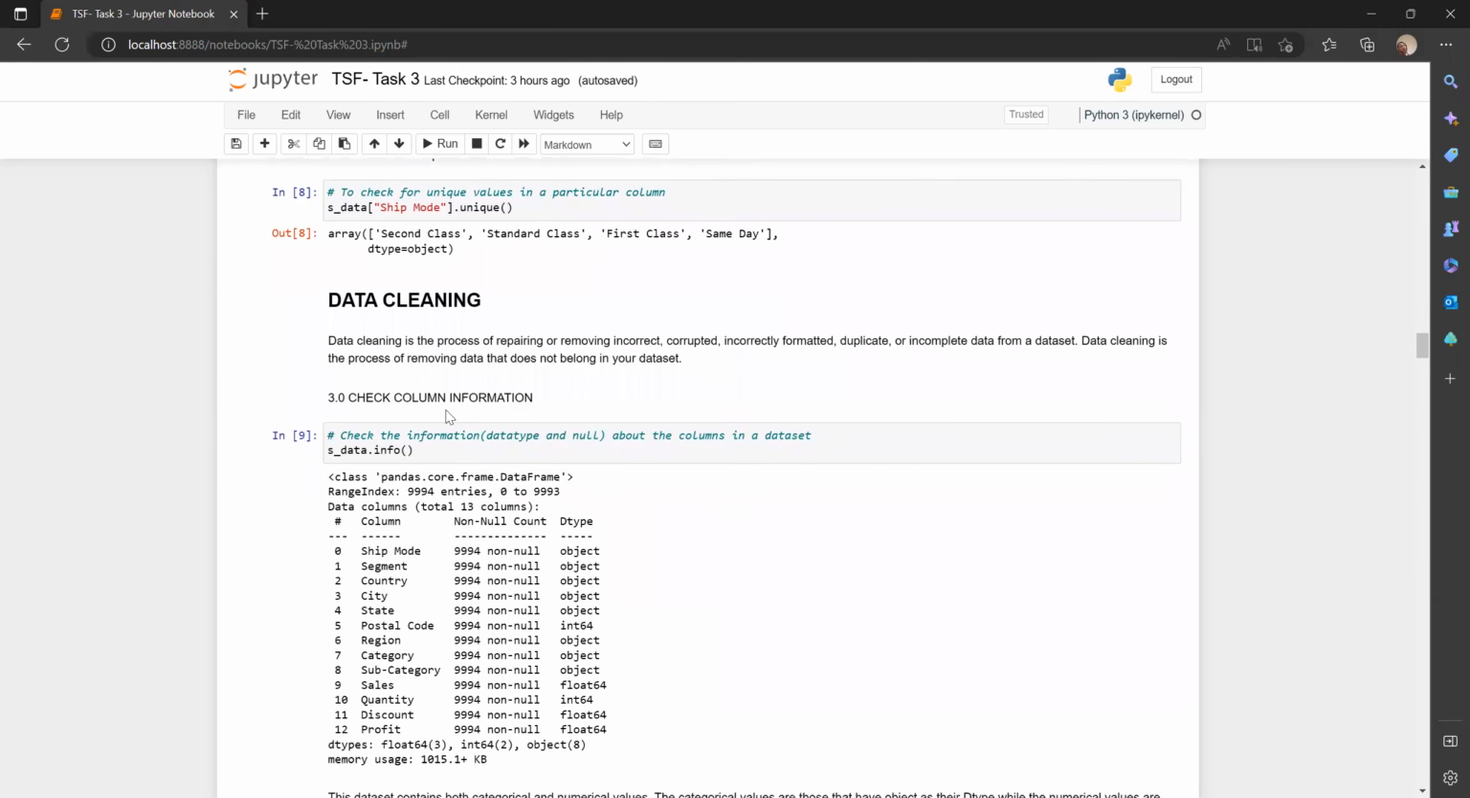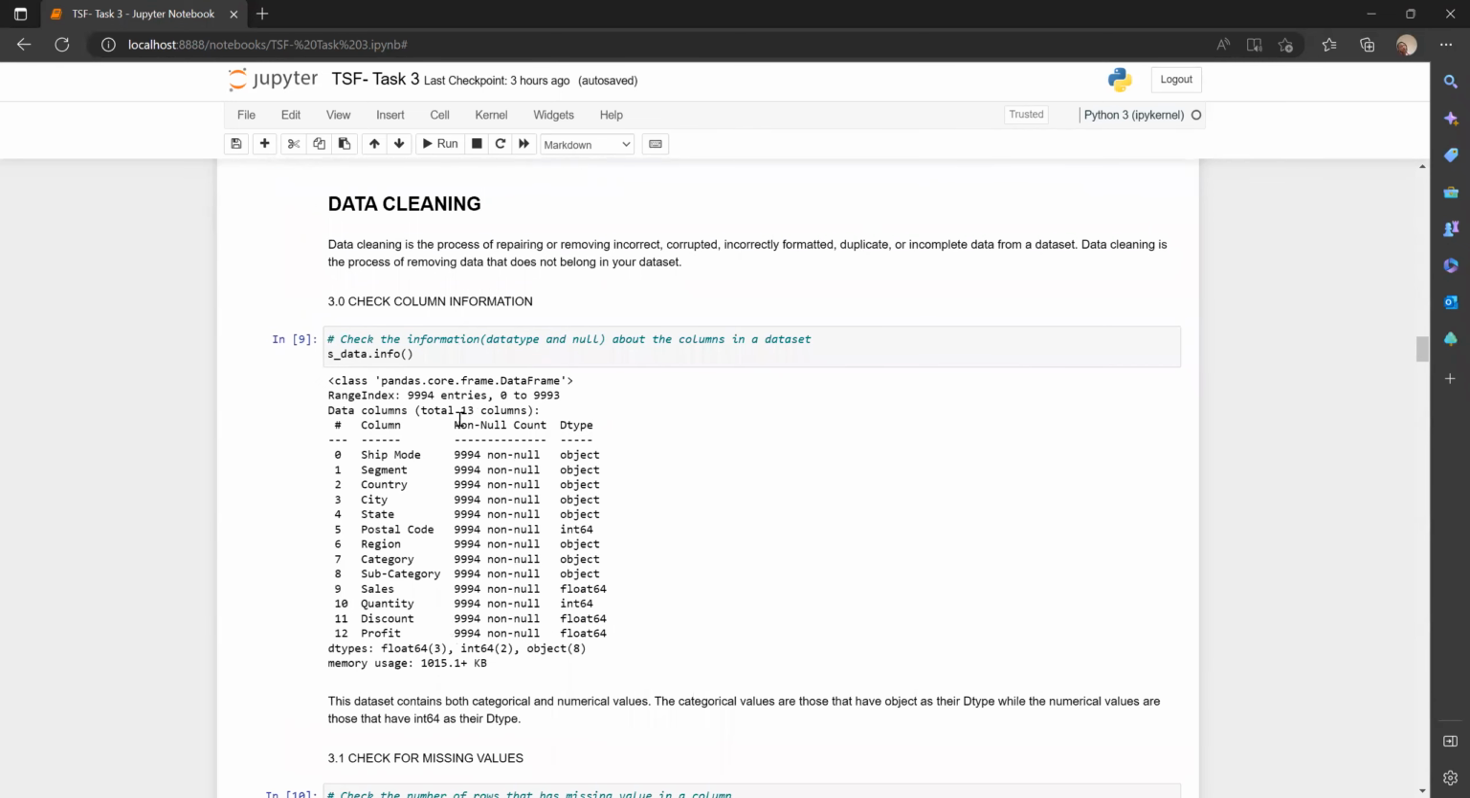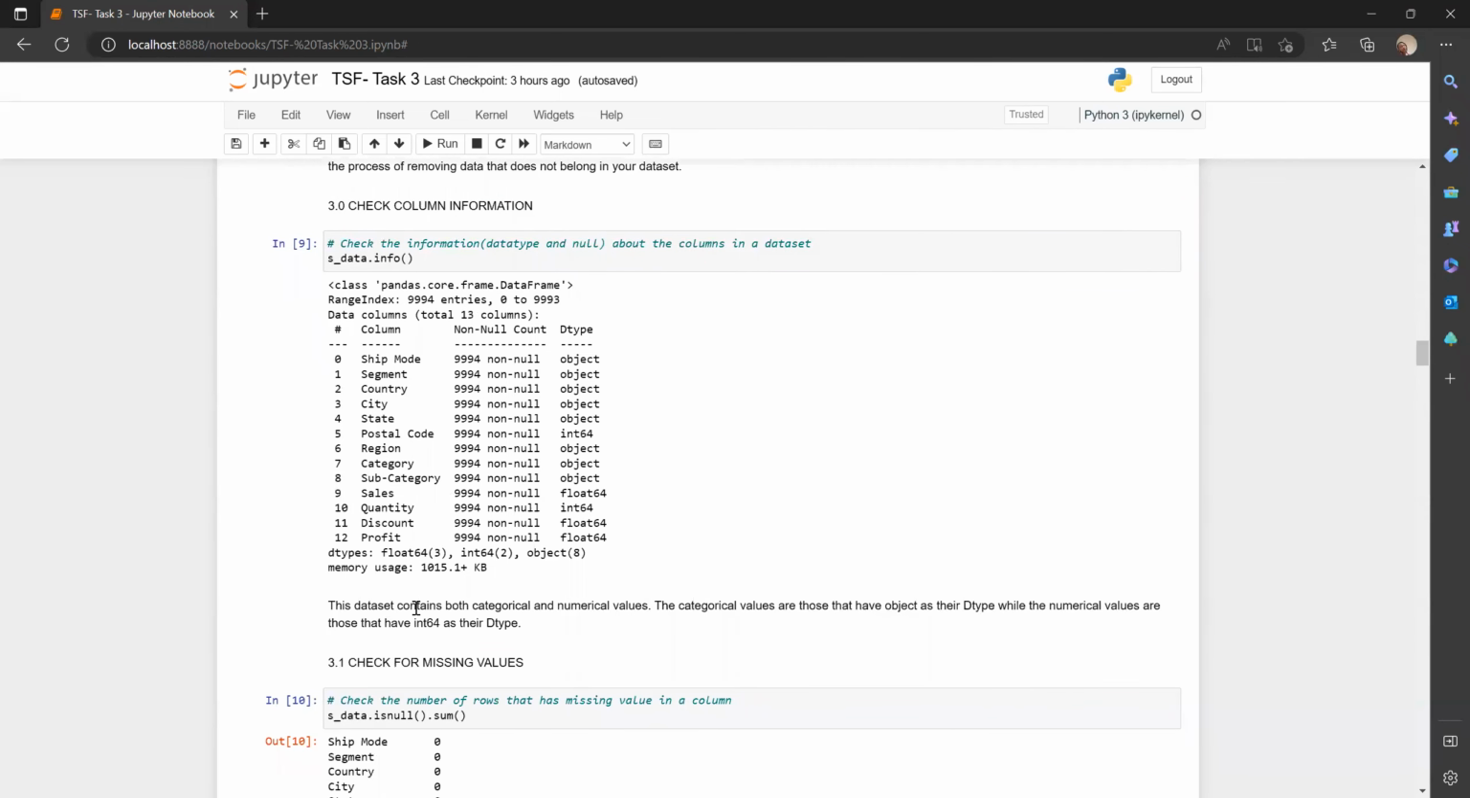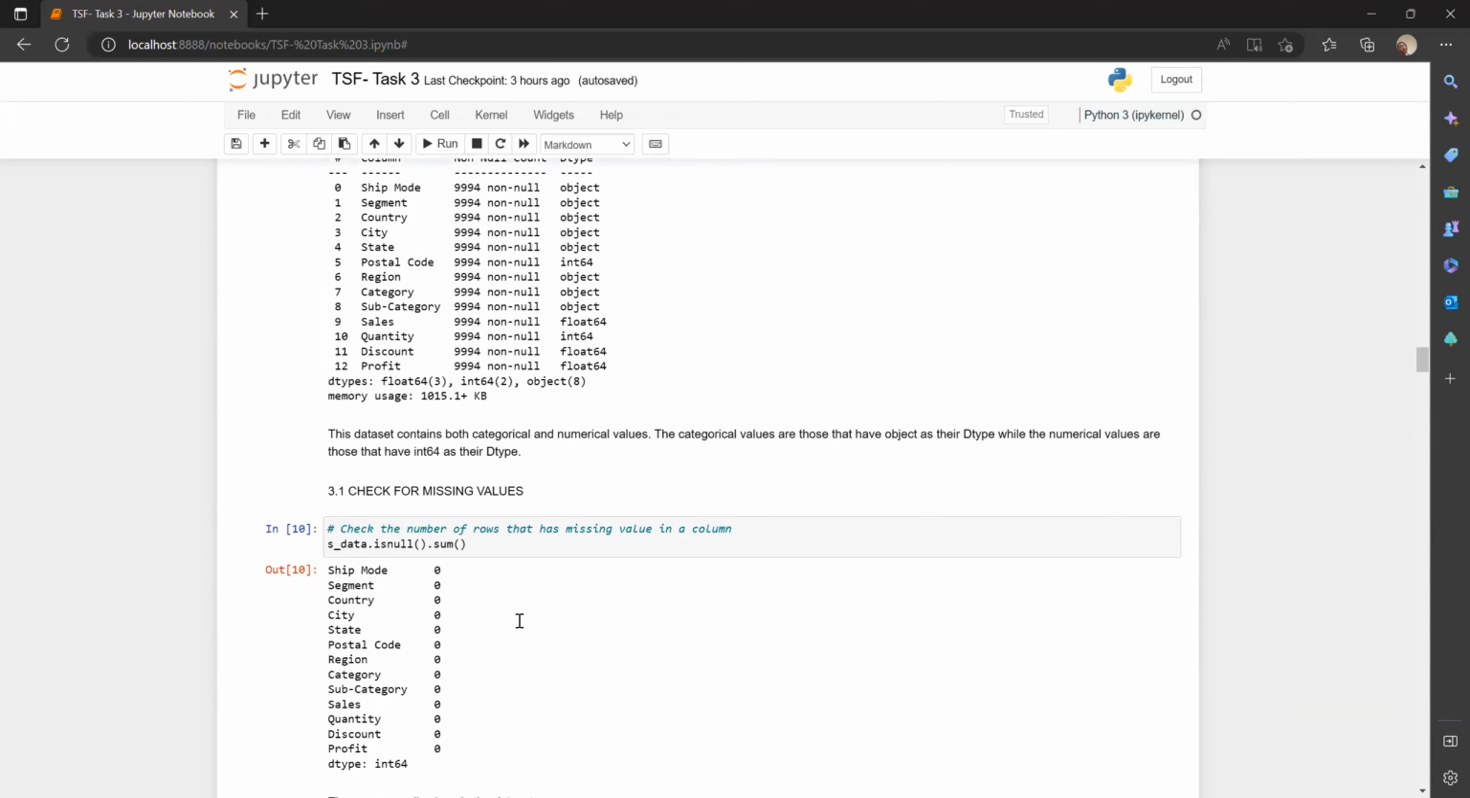So the first thing I did was to check the column information. It shows that the data set contains both categorical and numerical values. The categorical values are those that have object as their dtype, while the numerical values are those that have int64 as their dtype.